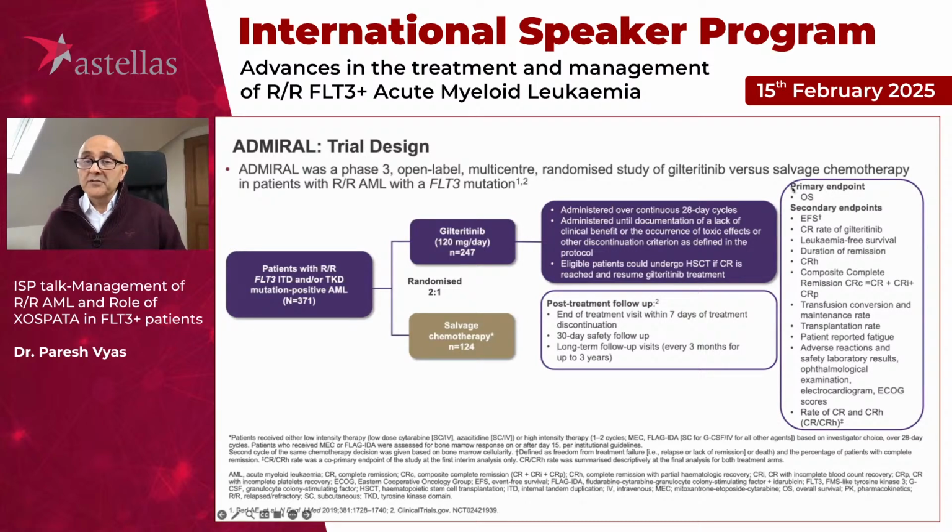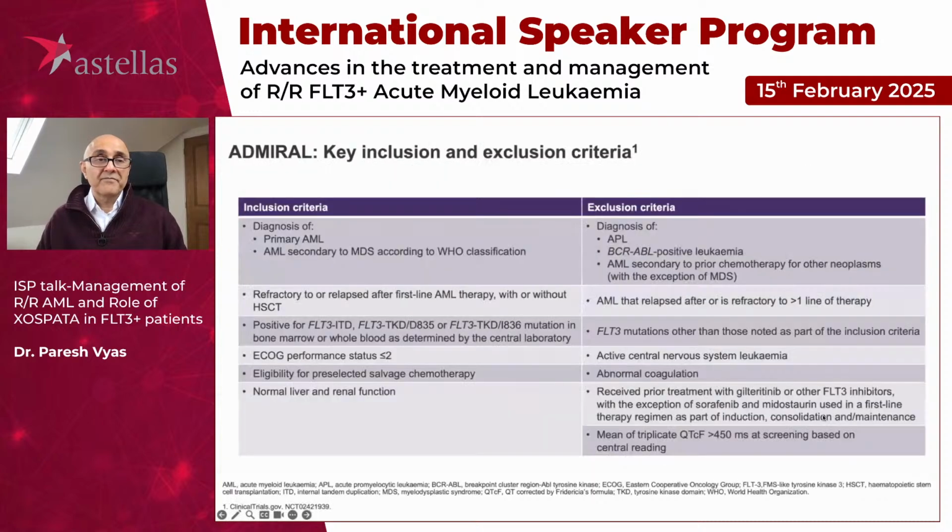The primary endpoint is overall survival, a large number of secondary endpoints. The inclusion criteria are very straightforward. Primary AML, refractory or relapsed after first-line therapy, with or without prior allo transplant.